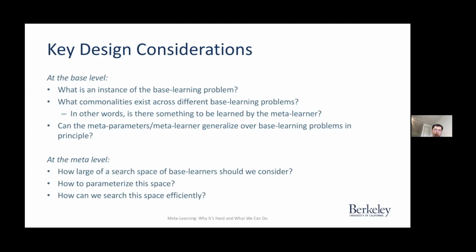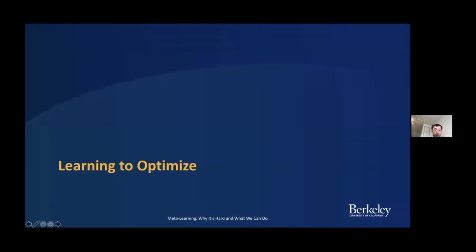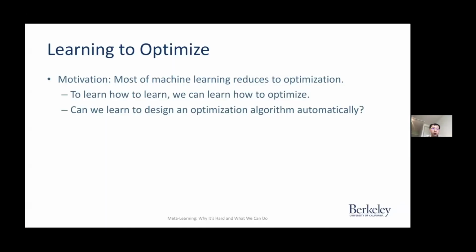And that leads to the third point. How can we actually search the space efficiently? So this is all philosophical at this point, and later on it's going to get more concrete.